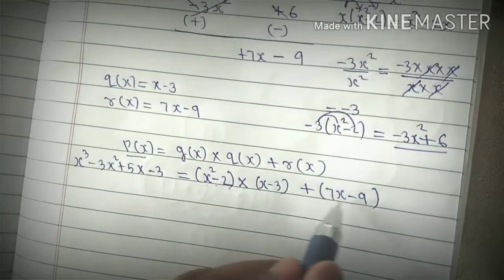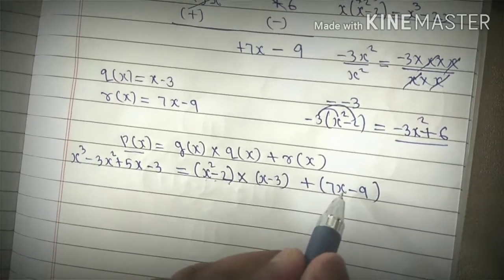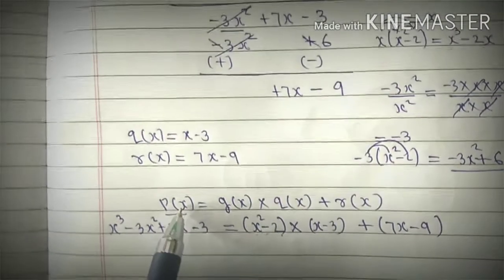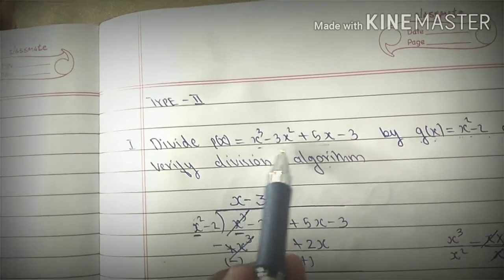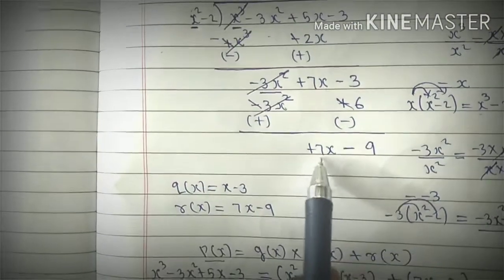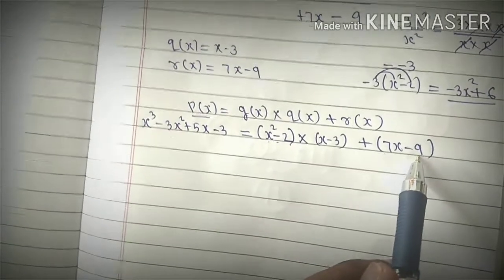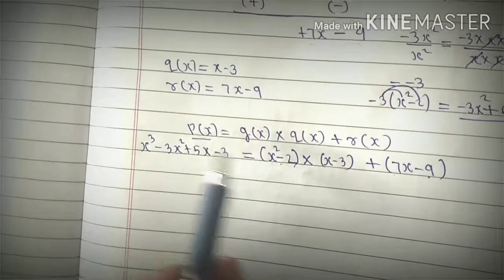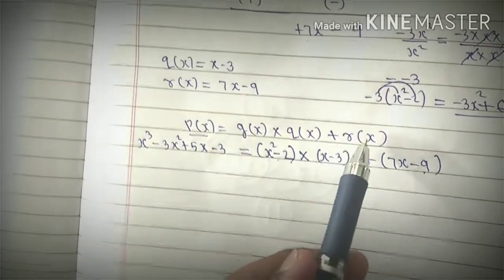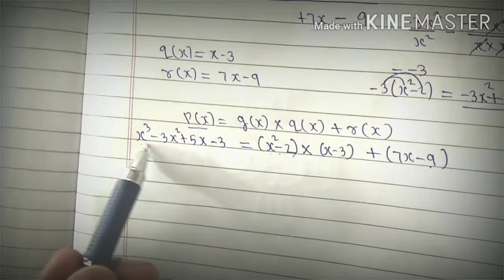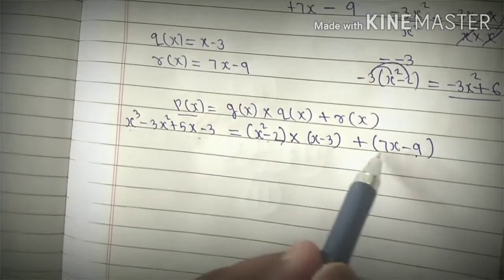Students, please take note that I have written everything in bracket. I am repeating this part. P of x is my dividend that I got from the question. G of x is also given, that is x square minus 2. Q of x I got from the problem, and R of x from the remainder, that is 7x minus 9. So actually what you have to do is substitute the terms in this particular formula. Now we have to verify the left hand side should be equal to the right hand side.